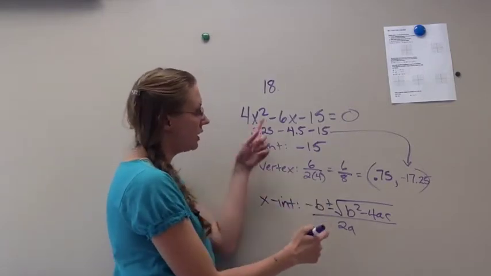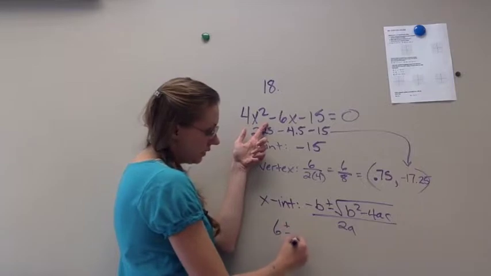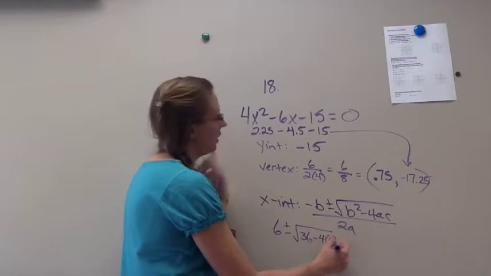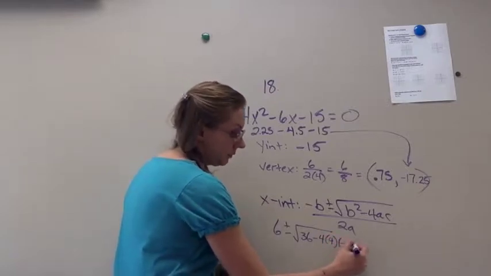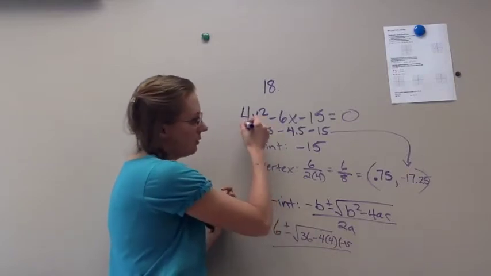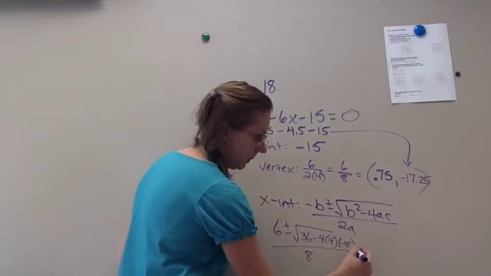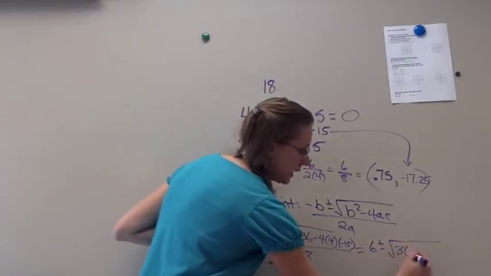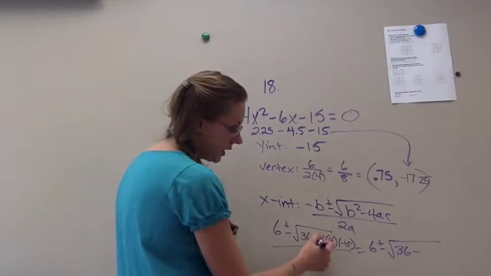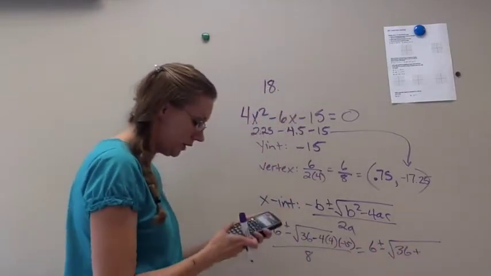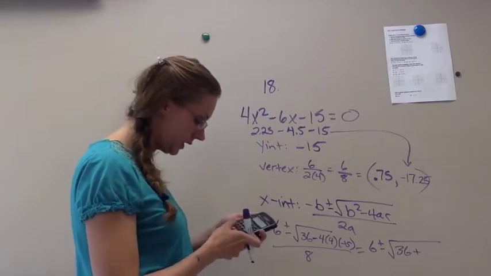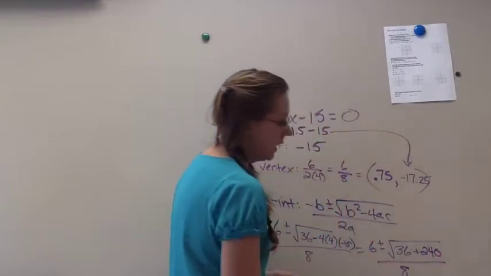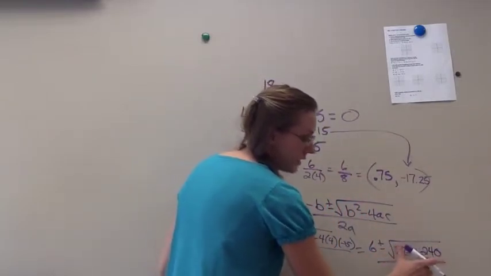So we're just going to plug in values. Negative b becomes a positive 6, plus or minus the square root of b squared, which is 36, minus 4 times 4, which is my a, times negative 15, all over 2 times a, which is 4, so 2 times 4 is 8. This gives me 6 plus or minus the square root of 36 minus, actually it's going to be a plus, because a negative times a negative is a positive. We have 4 times 4, which is 16, times 15, 240, over 8. Now 36 plus 240 is 276.